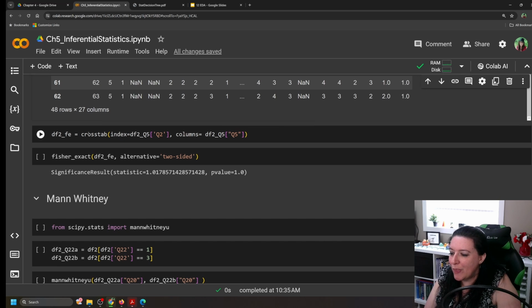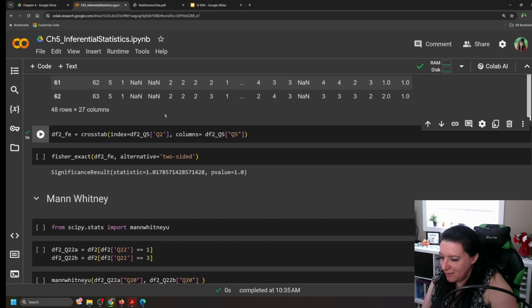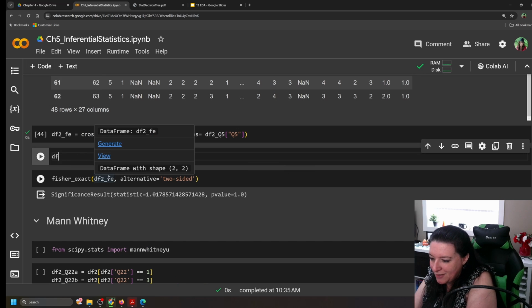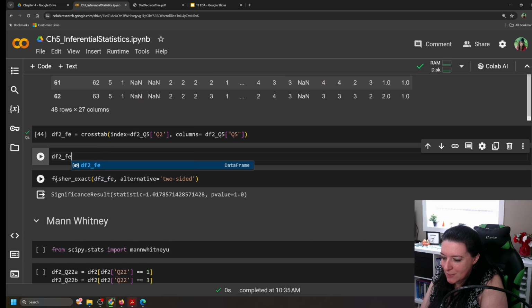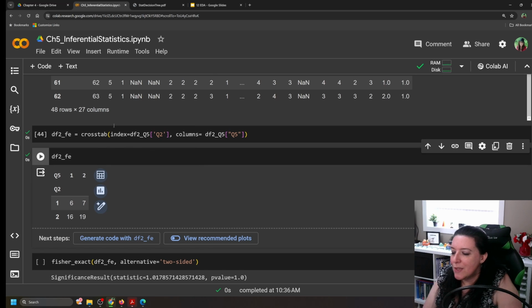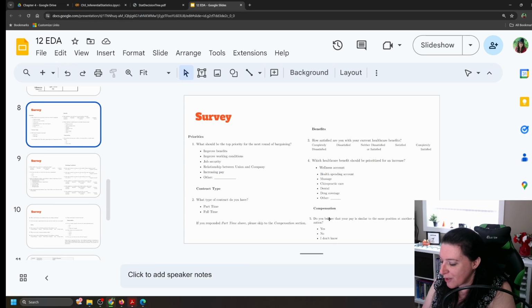Okay, so then what we're going to do here is we can show it in a crosstab, and that's what I pulled for you previously. So let's just show that, df2_fe, based on the crosstab. So notice here, once we remove those 3s, I've created this 2x2 table of question 5 and question 2 that have, so here's question 2, part-time, full-time, and then the answer 1 and 2, which if we go back to the survey, 1 is yes, 2 is no.